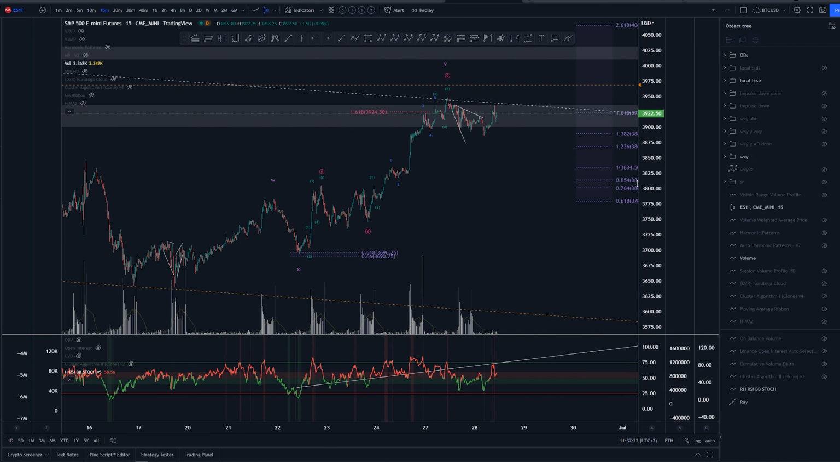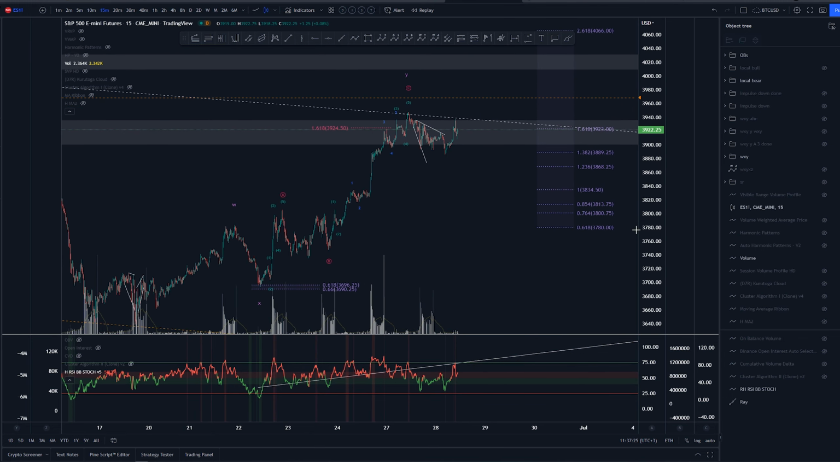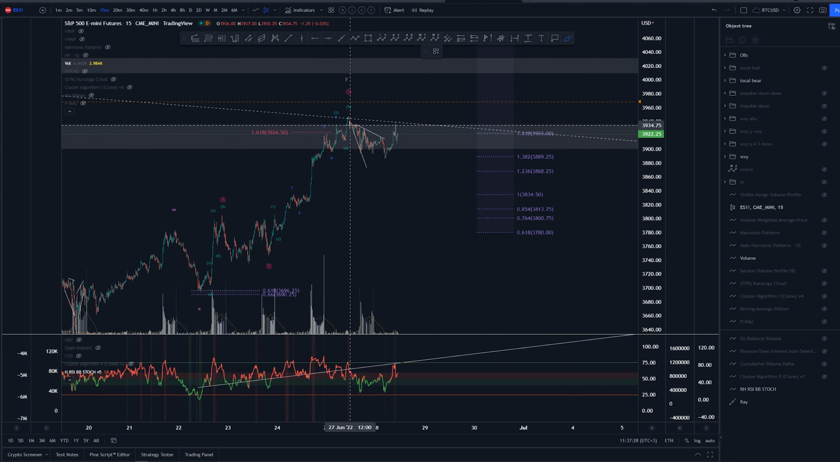Now this is the bearish interpretation, and at which I haven't taken a short on S&P 500. I took a short on Nasdaq earlier or yesterday when we were at its golden pocket area.